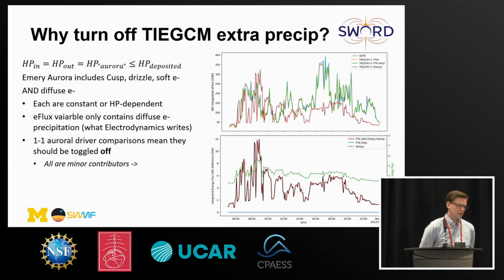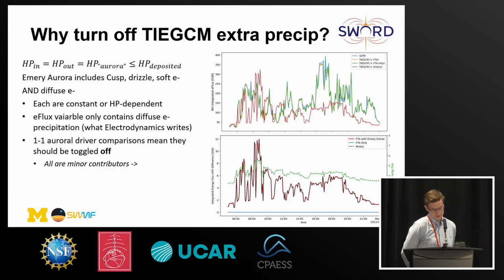Dense plot, red line is Emory, and that's just from the TiGCM. This is hemispheric power integrated from the energy flux. There are two lines of TiGCM. One is with FTA, one is with FTA only. That's without the other precipitation types. Caveat, they're small. It's like 5%, but it could matter, so we turned it off.